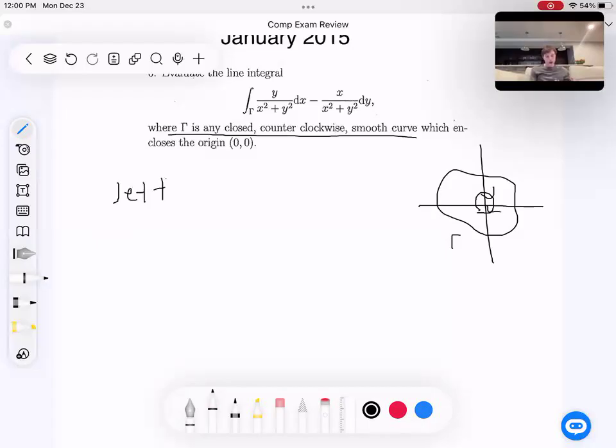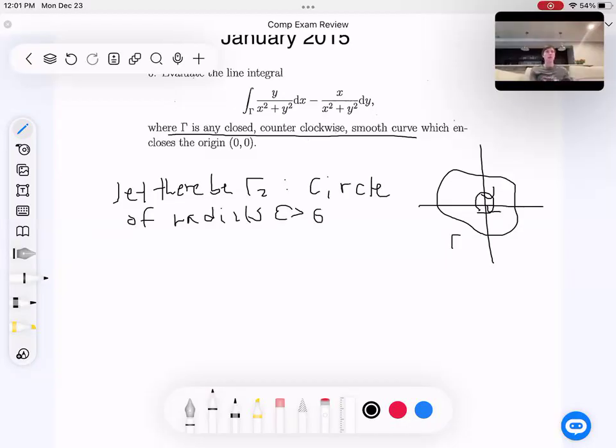So we are going to create, let there be, we'll call it gamma 2, which is a circle of radius epsilon. The reason why we take it to be epsilon is because we don't want it to intersect with our curve gamma. We want it to be very, very, very small. The only thing is that it cuts out the origin.